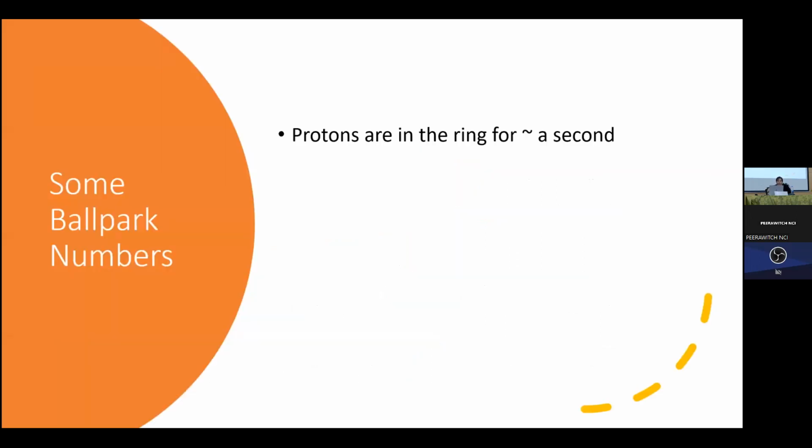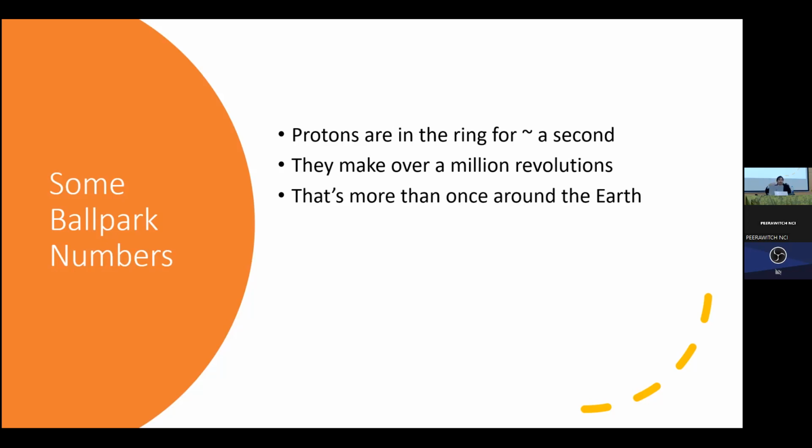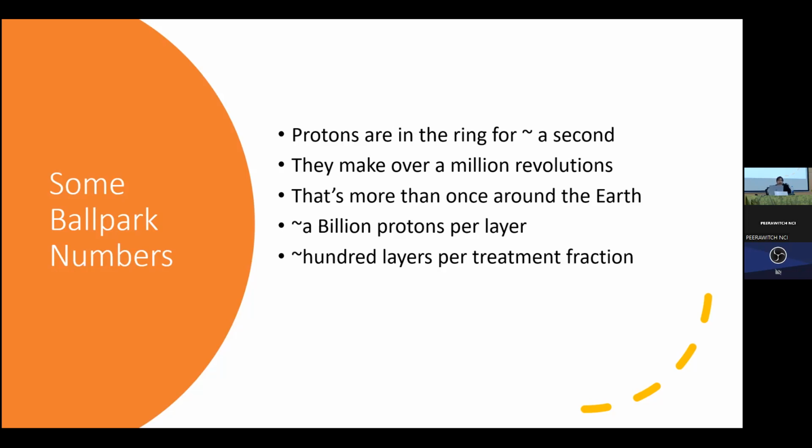All right, so some ballpark numbers. In general, protons are in the ring for the order of seconds. A typical system may take a couple of seconds to accelerate them up. They make several million revolutions going around there. That's maybe 1 or 2 times around the Earth, depending on which system you're doing. And I said we treat with these energy layers. You need a few billion protons to do an energy layer. Depending on how you're doing these, you can have 100 energy layers or so per treatment. And then we treat many fractions, 10 or 20. I think the average here in Bangkok for the proton center is about 10 fractions. So maybe in all, to treat a patient, you're going to use a few trillion protons.